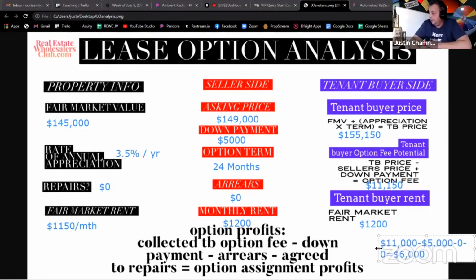Now you may have to do this particular formula every time you get a tenant buyer that says he has some money to put down. Great. Then run this particular formula on that amount, the collected tenant buyer option fee, how much he has, and figure out what your profits will be.